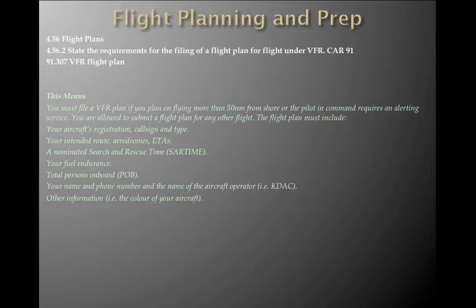Meaning that you must file a VFR flight plan if you plan on flying more than 50 nautical miles from shore, or that the pilot in command requires an alerting service, flight following, etc. You are allowed to submit a flight plan for any other flight, but the flight plan must include aircraft's reg, call sign and type, intended route, aerodromes and ETAs, a nominated search and rescue time, your fuel endurance, total persons on board, the name and phone number of the PIC and the name of the aircraft operator, and other information that is specific to finding you should your wings fall off.